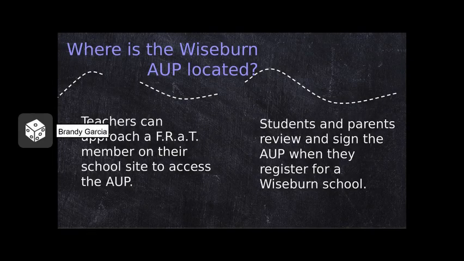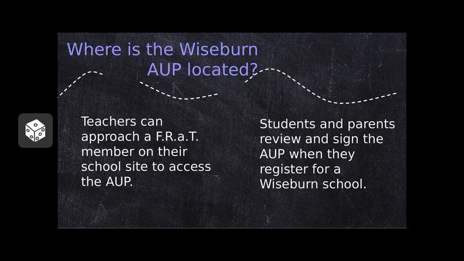The Wiseburn Unified School District Acceptable Use Policy can be found by any staff member by approaching their FRAT member. Each of our school sites has a FRAT team, standing for Future Ready Advisory Team. This team is made up of many teachers across grade levels and across content areas to help enhance and use technology in their classroom. All of our FRAT members have access to the AUP.